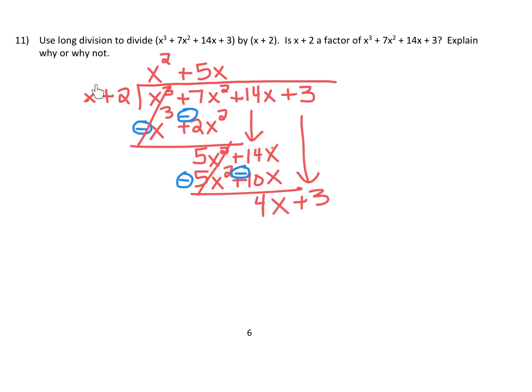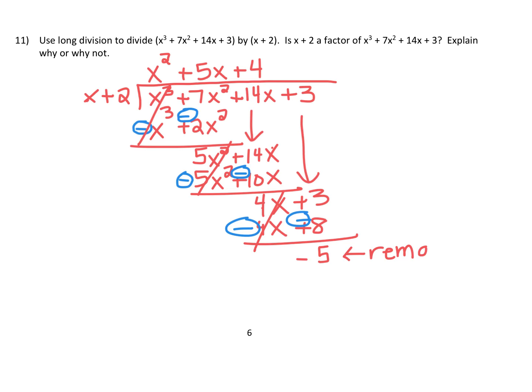Okay, so what do we multiply x by to give us 4x? Positive 4. So now when I distribute, 4 times x is 4x, and then 4 times 2 is 8. All right, and then we're going to change our signs. So this becomes a minus, this becomes a minus, and when I combine my like terms, these cancel, and 3 minus 8 is negative 5. So this negative 5 right here, this is our remainder.